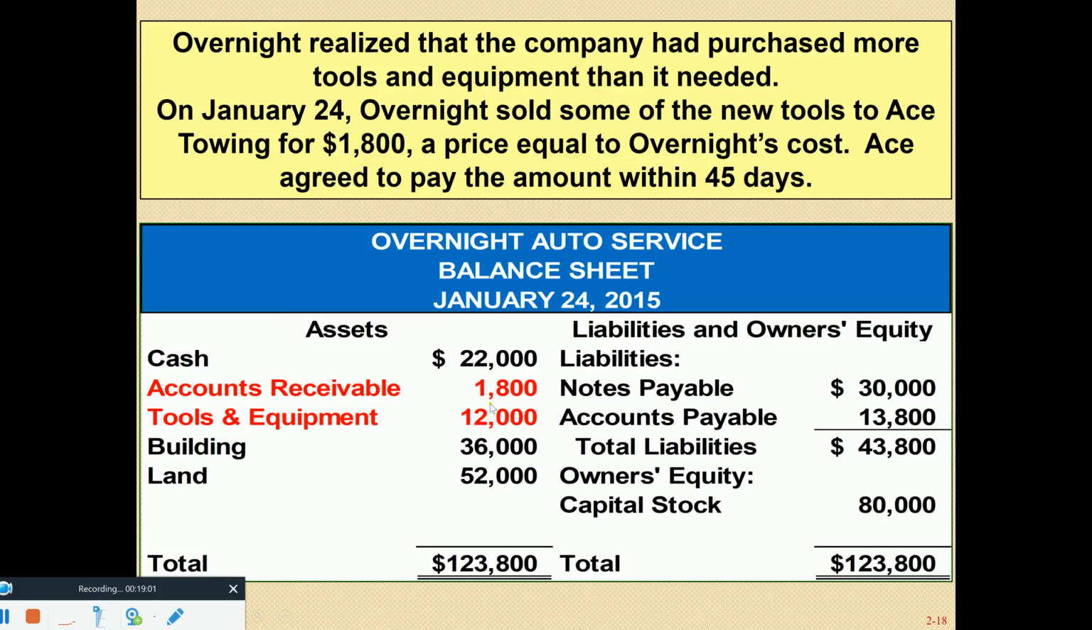So the tools and equipment, remember it had a $13,800 balance? Now we're down to $12,000. This account got reduced by $1,800. And we didn't get paid cash yet, but we have this new asset called accounts receivable. Right, this is an asset. We are going to try to collect that from Ace, but we own the rights to receive that $1,800. So one asset went up, the accounts receivable, and one asset went down, the tools and equipment.